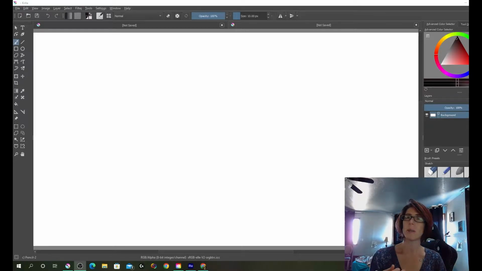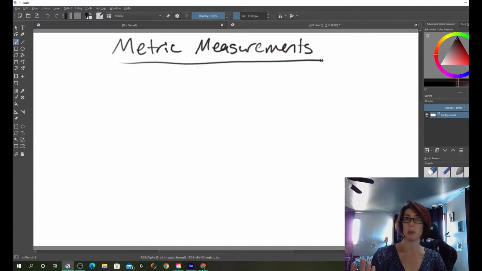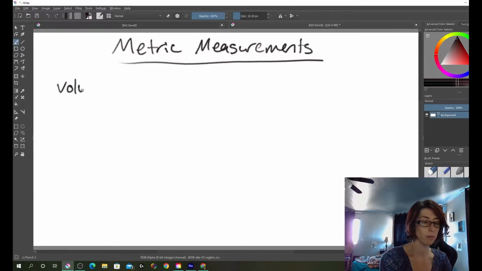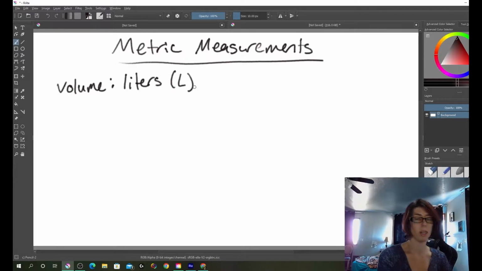So first of all, let's talk about the different kinds of units that we use to measure different kinds of things. So in the metric system, if we're measuring volume, we will use liters. And we use a capital L to abbreviate liters. So volume is, like if you're measuring something in the three-dimensional space that something takes up. So for example, liquids, you don't measure the height of a liquid, right? Like if you're cooking, you measure using cups. Cups is a volume measurement in the imperial system, but here we're going to use liters.